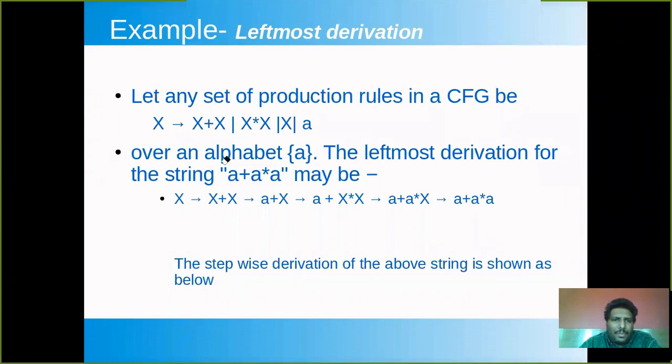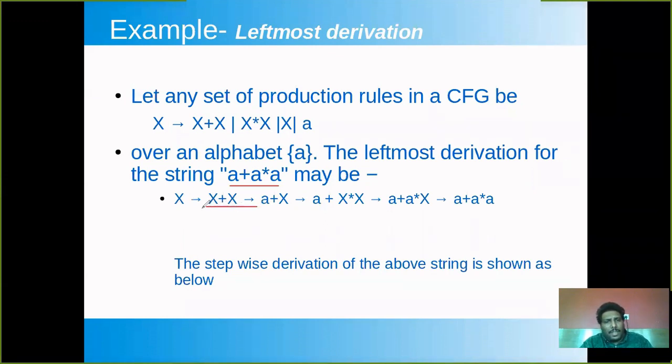So let's consider this production: X gives rise to x plus x, or x into x, or x, or a. This is a CFG over the alphabet a. The leftmost derivation for the string a plus a into a, maybe. So this is what you need to find. This is the generated string now. We can generate the same string in many ways.